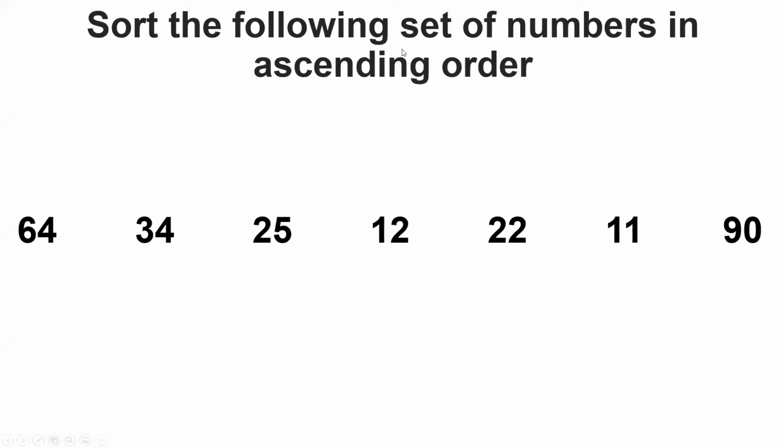For students who have just entered, you might want to take out a piece of paper and a pen to try sorting the following set of numbers that you see on the screen: 64, 34, 25, 12, 22, 11, and 90. I'll continue shortly to explain the algorithm of bubble sorting to see how these numbers can be sorted in a systematic manner.